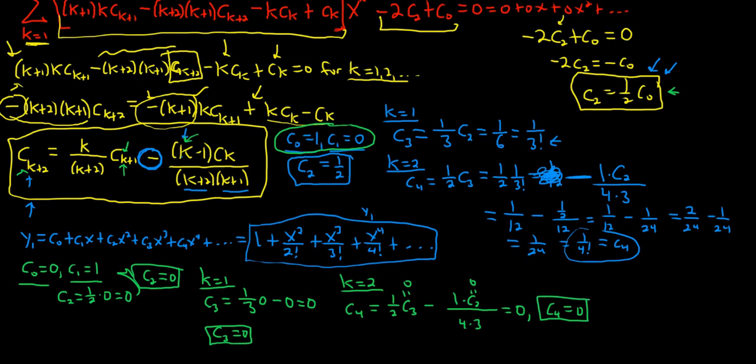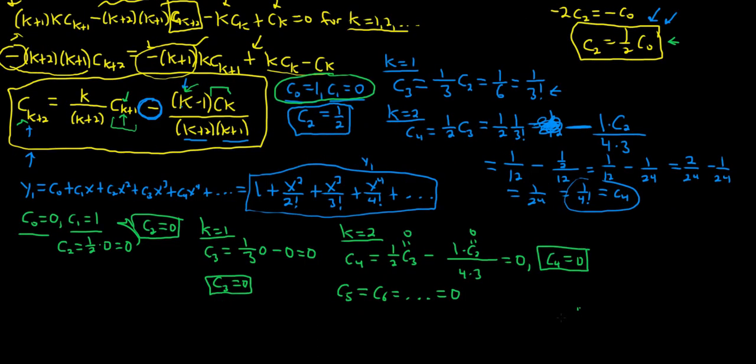Let's mentally think about what happens when we plug in 3. If we plug in 3, we're going to get C4, which is 0. And we're going to get C3, which is 0. So it looks like everything else is going to be 0. So it looks like C5 is equal to C6, which is equal to everything else, and they're all equal to 0. That's really good news.